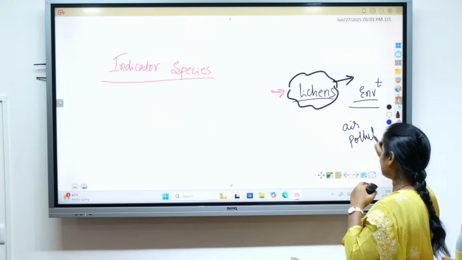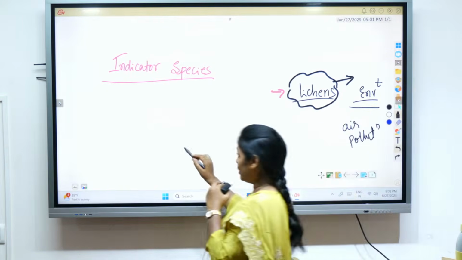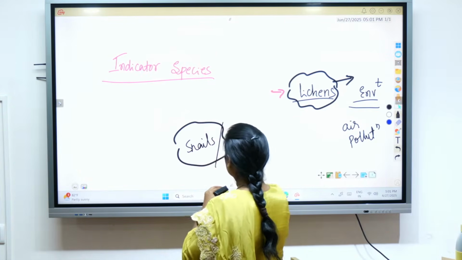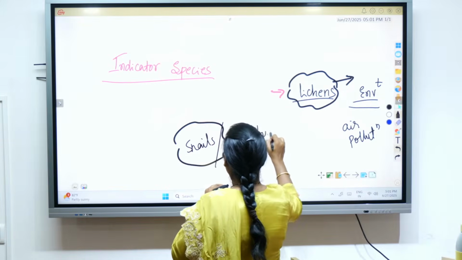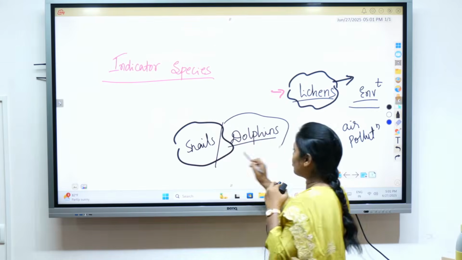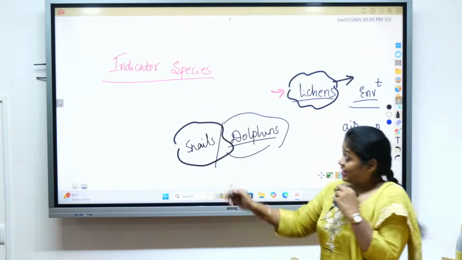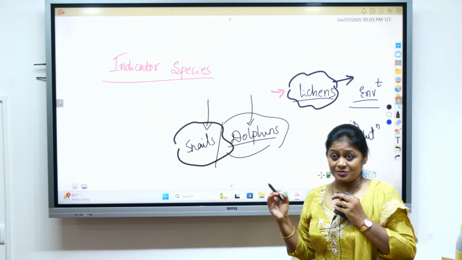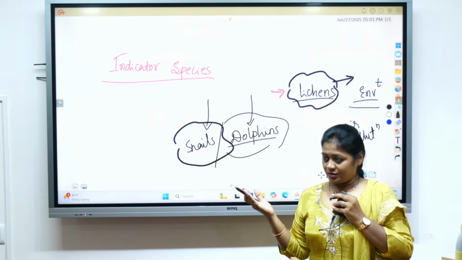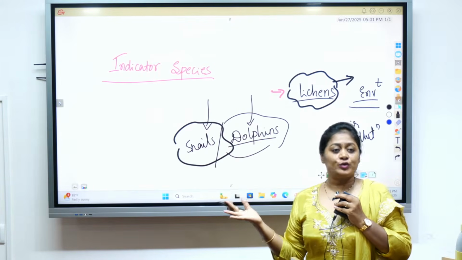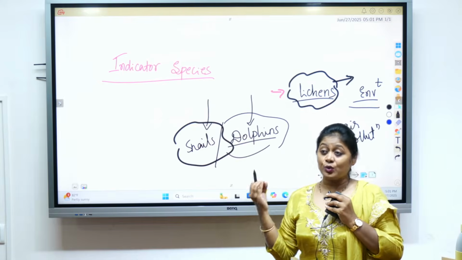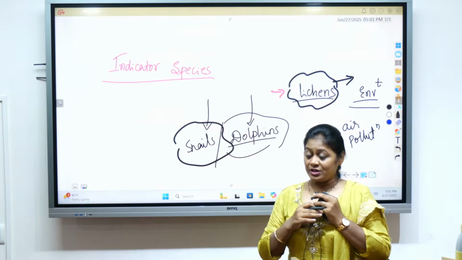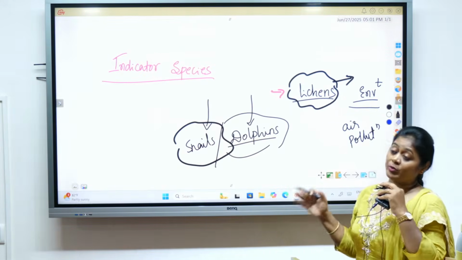If snails or dolphins are there in the water, then it means the water is pure. If death of these organisms is occurring, it indicates that the water is polluted. They are known as bioindicators. They indicate the environmental condition. These are the organisms which indicate environmental pollution.